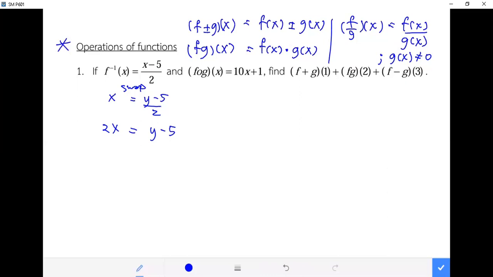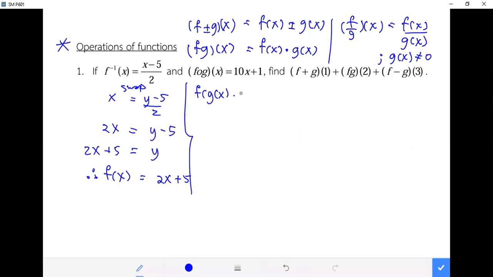I'm back. Okay. Then y is 2x plus 5. So you know that your f(x) is 2x plus 5 now. So when you have f(x), you want to find your g(x), and you go here. f of g(x) is 10x plus 1, right? f of g(x) is 10x plus 1.